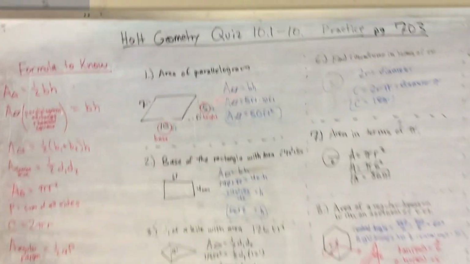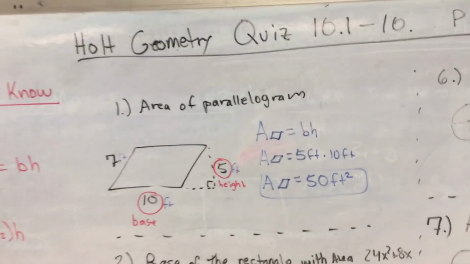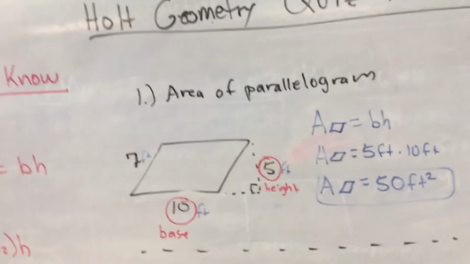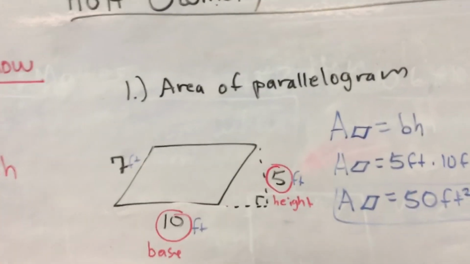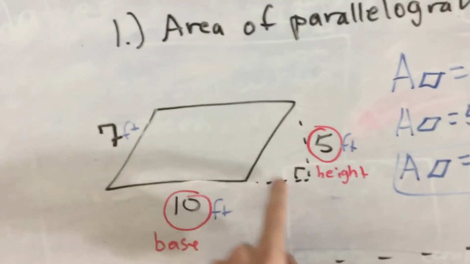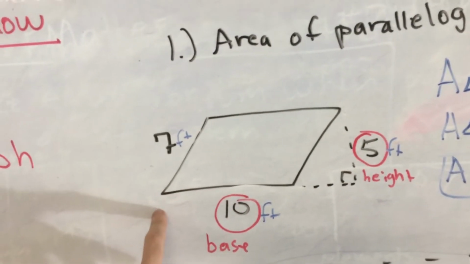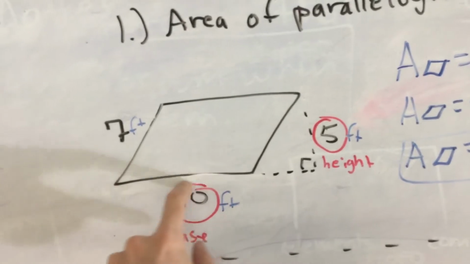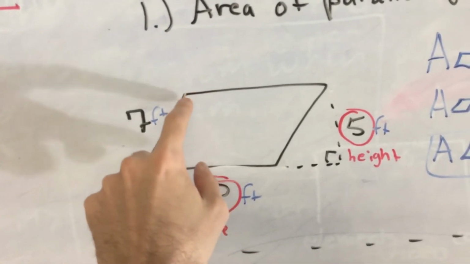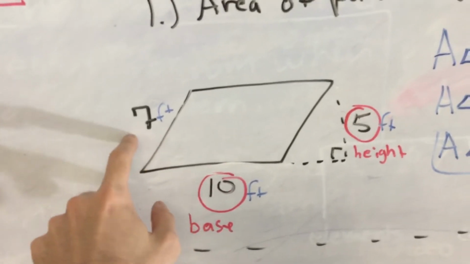So the first question, you just find the area of the parallelogram. The important thing about this question is understanding that the height is equal to this right here. It's not the smaller side. In addition, the base is the larger side of the parallelogram. Okay? The height will be the distance from the top to the bottom, not the smaller side.